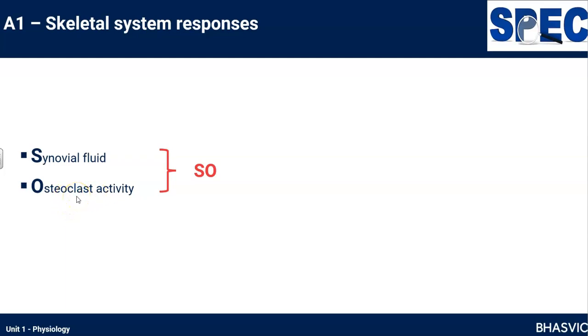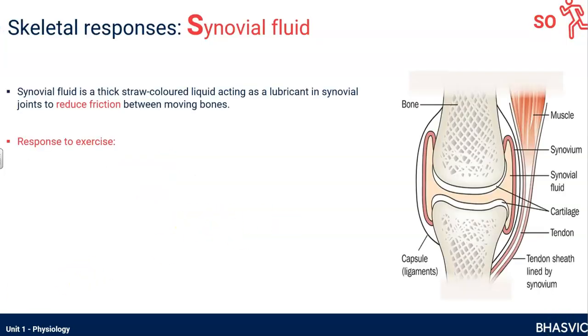Please notice it is osteoclast activity. There are 3 bone cells. Your spec specifies osteoclast activity. And I will use the acronym SO, obviously, to teach this. So the assumption at this point is that you know what synovial joints are, how they're structured, and how each of these components function. So what synovial fluid is, it's this thick, straw-like liquid that acts as a lubricant to reduce friction between the moving parts of these synovial joints.